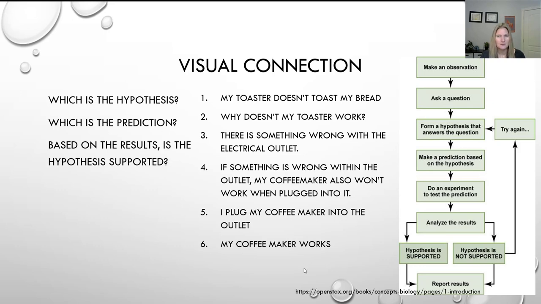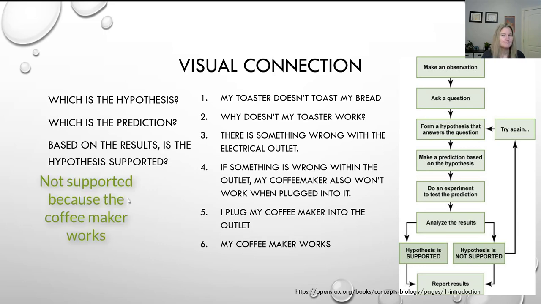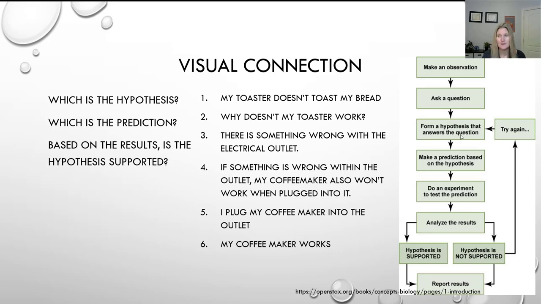Well, if my coffee maker works just fine when I plug it in, then it's not the outlet that's the problem. So basically our hypothesis is not supported. Based on that, if it's not supported, then I have to come up with an alternate hypothesis. Maybe my toaster just doesn't work anymore. Maybe it's broken. Maybe some component came loose. Okay, so we answered all of these questions.